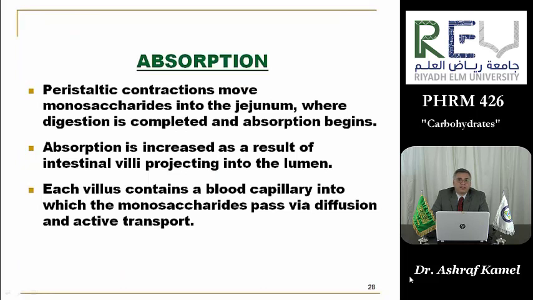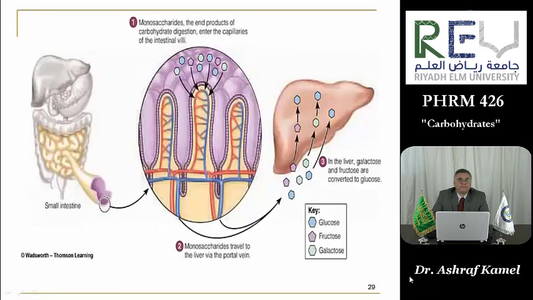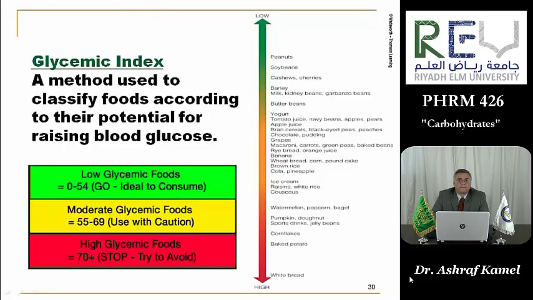Absorption. Peristaltic contractions move the monosaccharides into the jejunum, which is the second part of the small intestine, where digestion is completed and absorption begins. Absorption is increased as a result of the intestinal villi projecting into the lumen. Each villus contains a blood capillary into which the monosaccharides pass via diffusion and active transport. These are the villi, which increase the surface area of the intestine to facilitate and increase the rate of absorption.